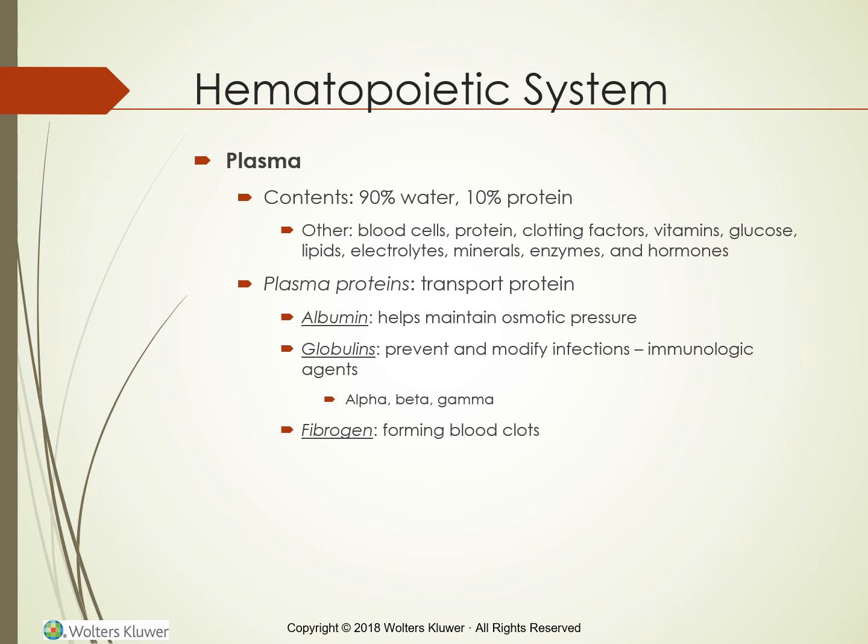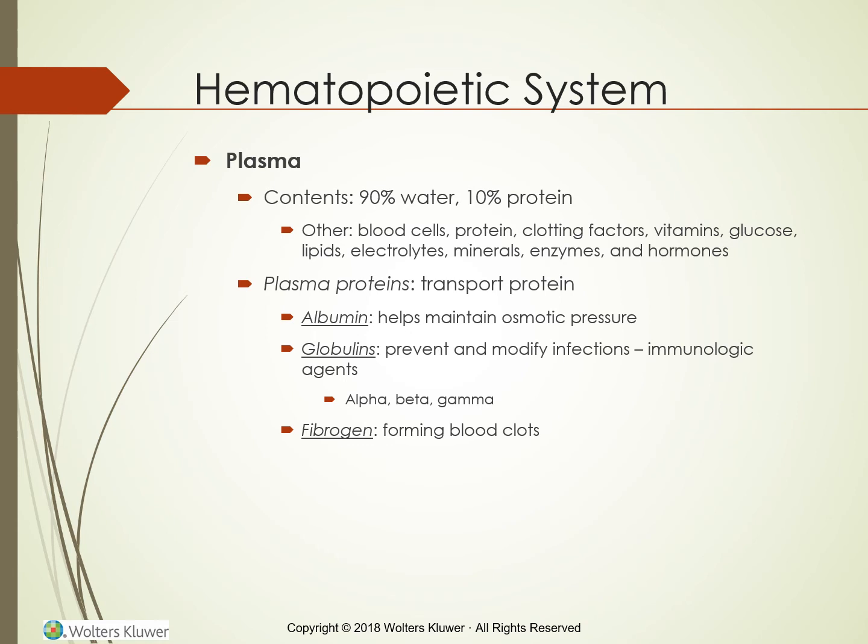Albumin, which is formed in the liver, is the most abundant protein in plasma. Under normal conditions, albumin cannot pass through a capillary wall. Consequently, albumin helps maintain the osmotic pressure that retains fluid in the vascular compartment.